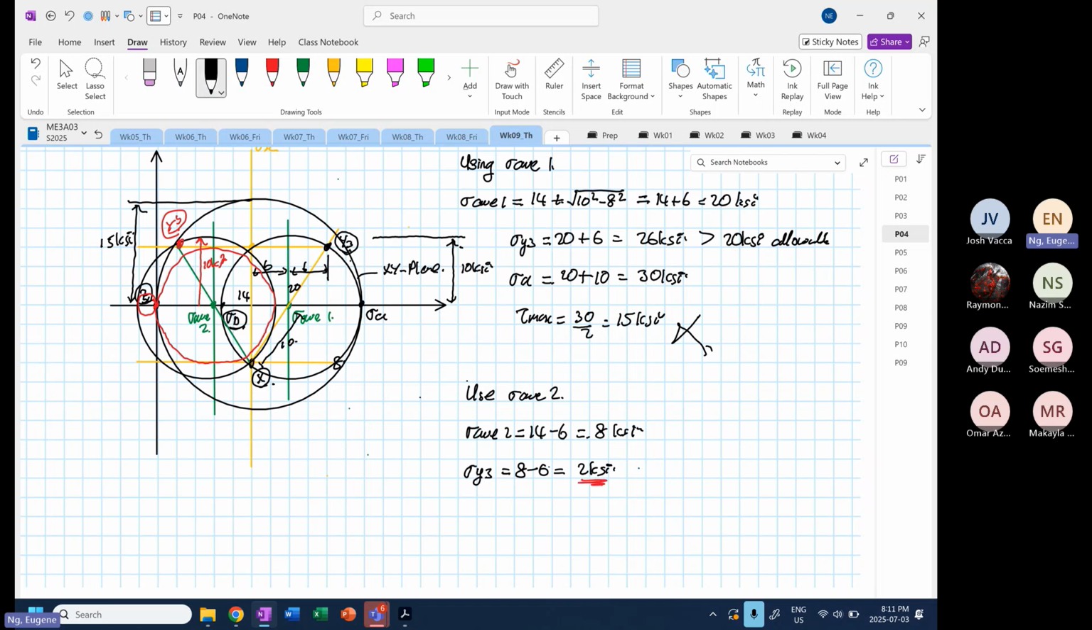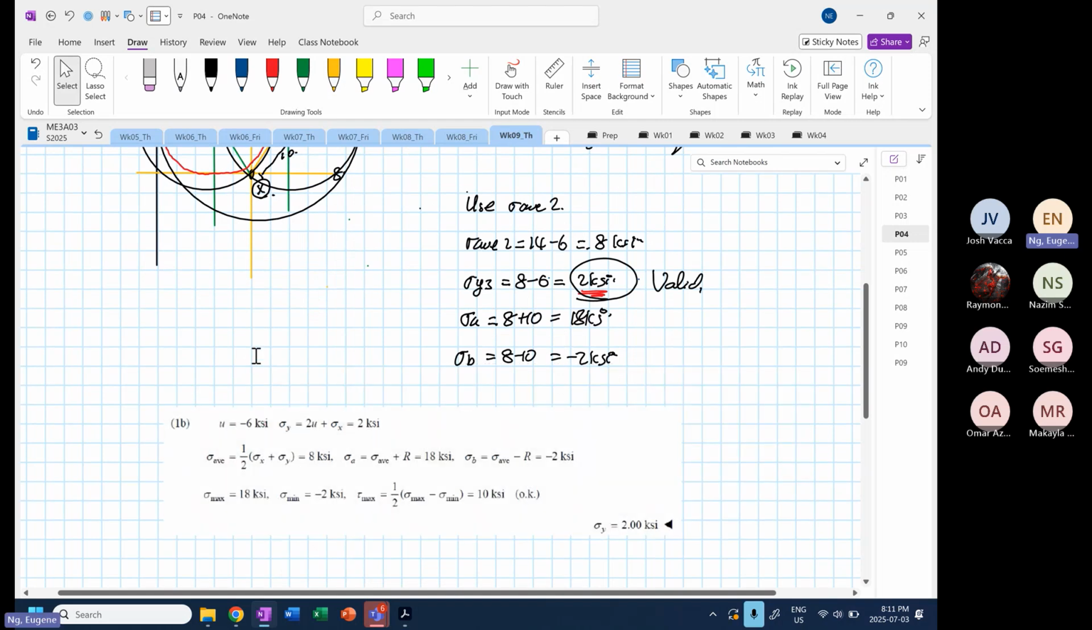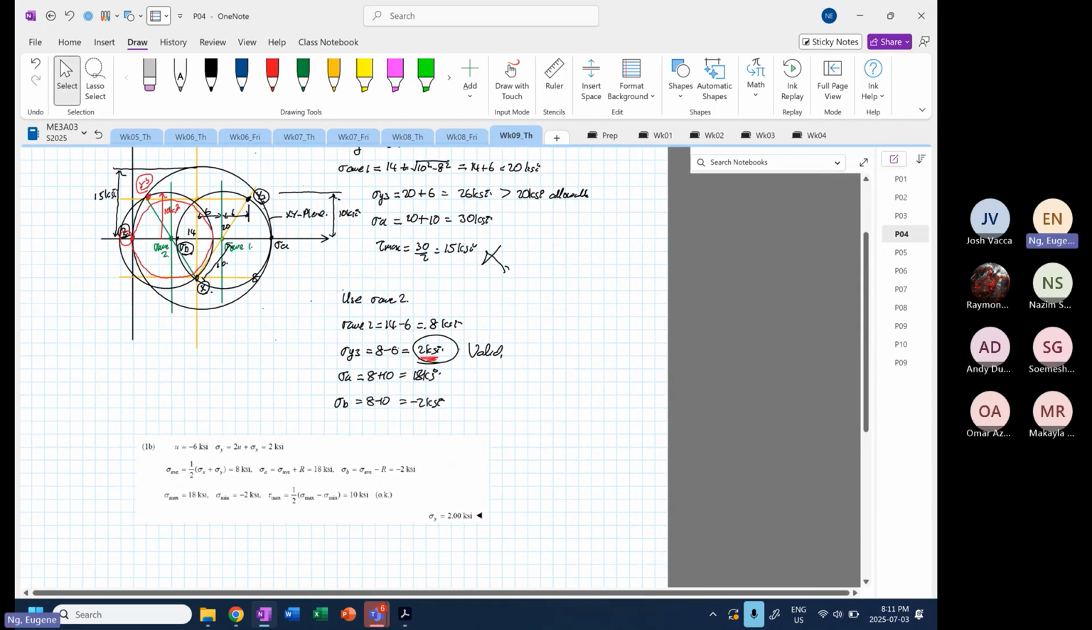So for this case, you can write down that your stress A will be equal to, the stress level is 8 plus 10, which is equal to 18 KSI, and your stress B is 8 minus 10, which is equal to minus 2 KSI. So this value is valid. If you look at the solution manual, the answer is exactly the same as just drawing the circle.